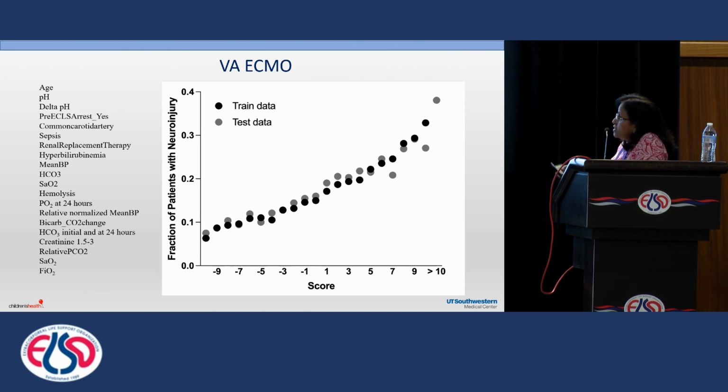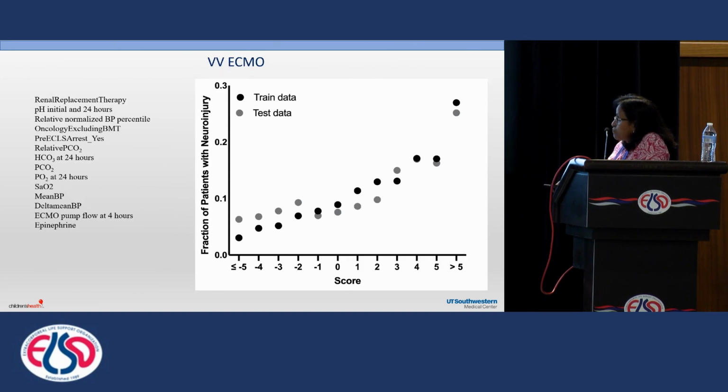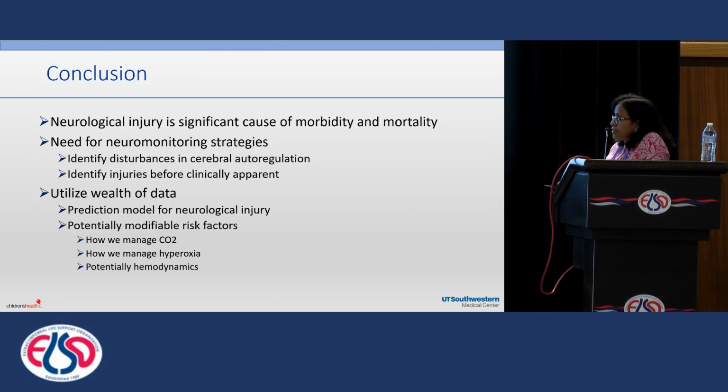These were patients who were at significant risk. You can see the fraction of patients with neurological injury. The higher the score, the greater the risk for neurological injury. And when we did this for VV patients, the pre-ECLS and on-ECLS factors were slightly different, and the scoring was also slightly different, and maybe not that great for VV patients. But I want to point out that here, though our patient numbers were higher, we had only one data point, pre-ECLS and on-ECLS.